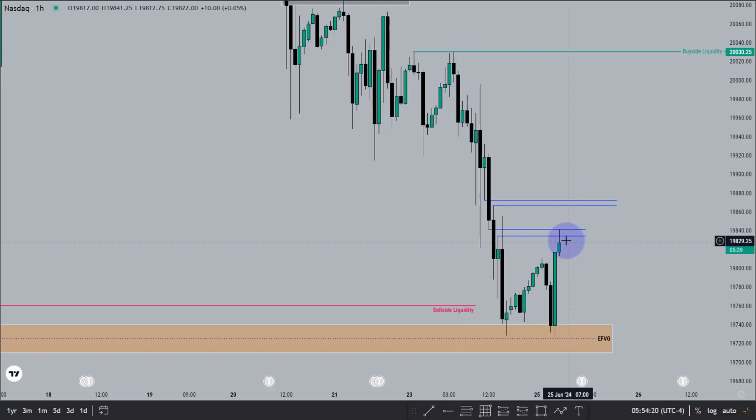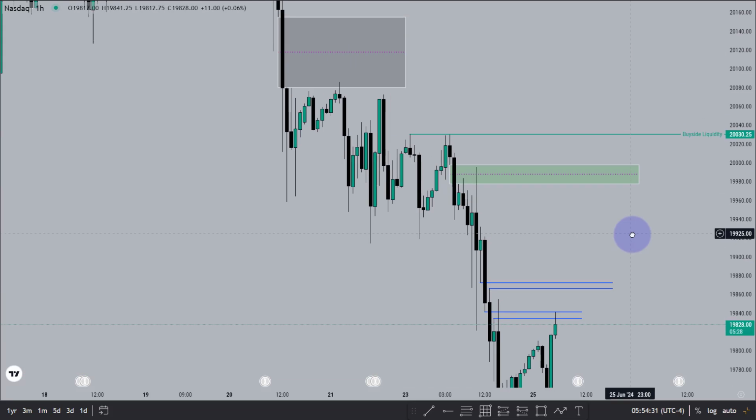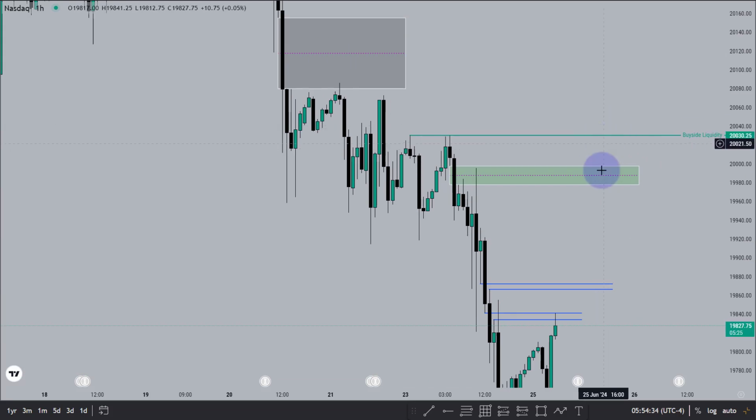That means the market can reach until this last fair value gap. Let me mark the last fair value gap over here. It can reach until this last fair value gap, then it can fall again. It can fall again from there before taking this buy side liquidity. Keep that in your mind.